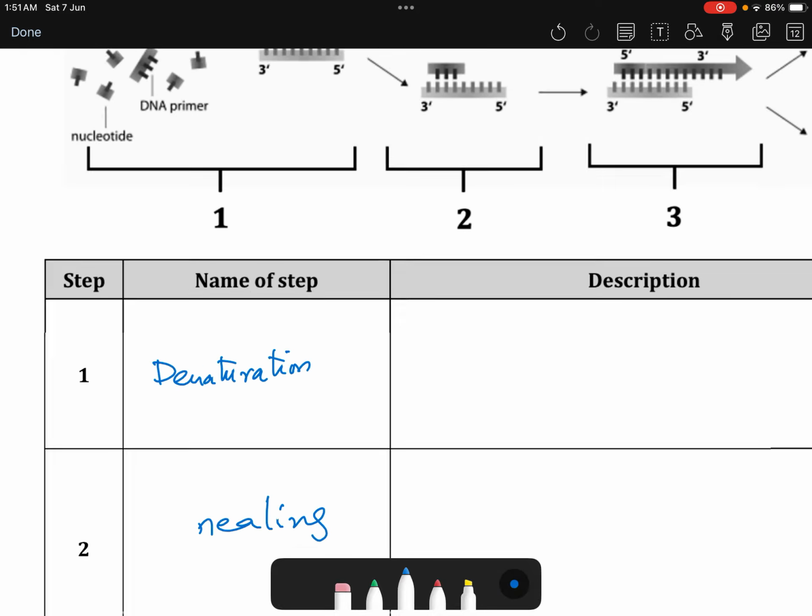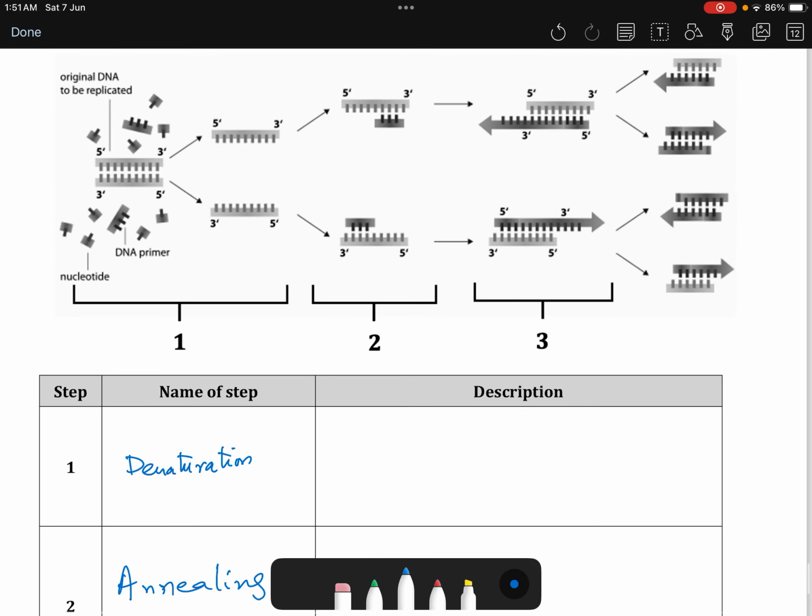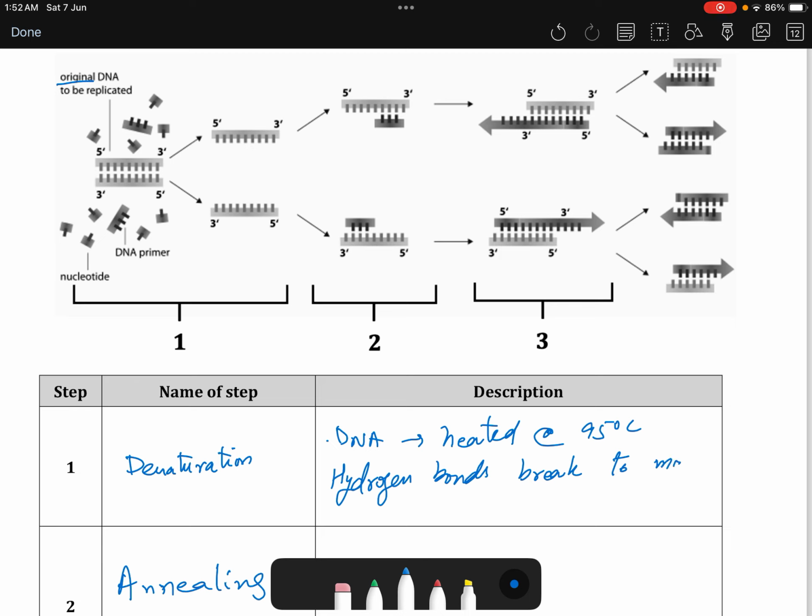So for example, denaturation. The original DNA is heated at 95 degrees Celsius. You know that they have hydrogen bonds. So the hydrogen bonds break to make 2 separate strands.